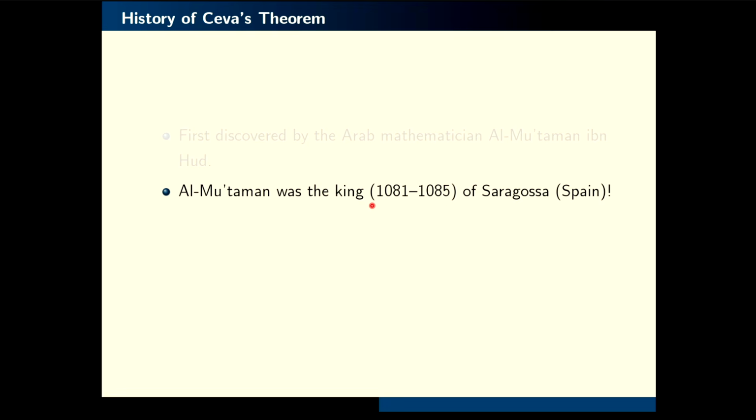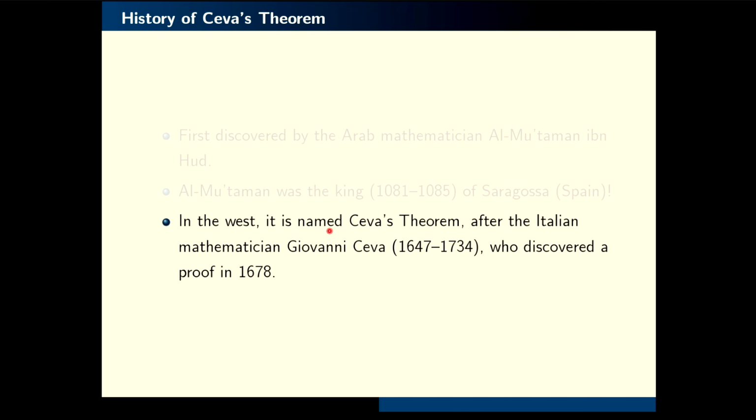Okay, but this theorem in the West is famous as Ceva's theorem, named after the Italian mathematician Giovanni Ceva, living from 1647 to 1734, and he discovered or rediscovered this theorem in 1678.